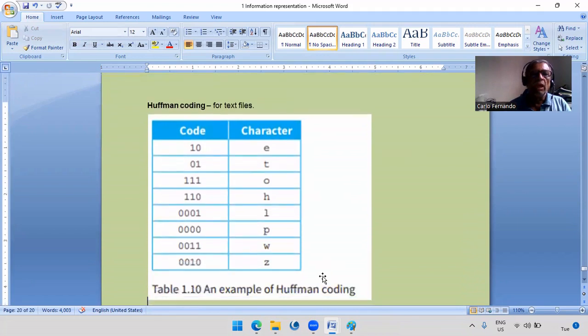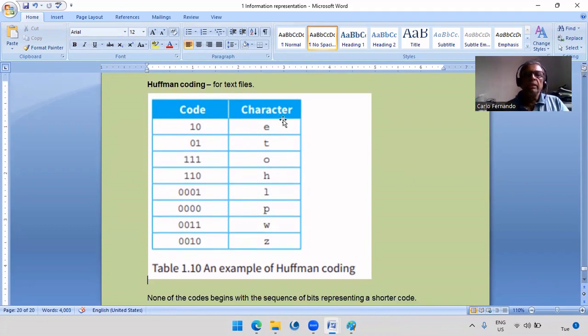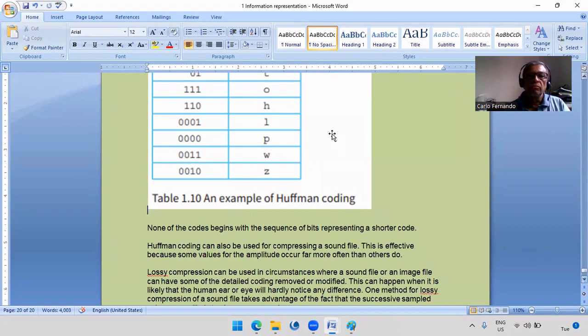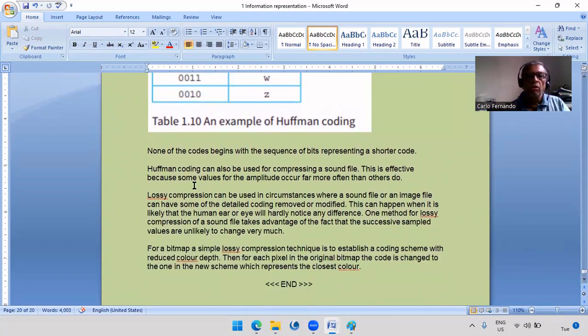Then there is a thing called Huffman coding for text files. That is ideal for text. Each character is given a code. And none of the codes begins with the sequence of bits representing a shorter code. So this 10 will not start with any other code. 01, no. 111, no. So therefore it is unique. And then for the alphabet it's given. So you can use that.